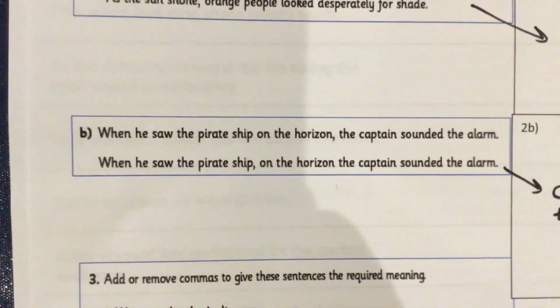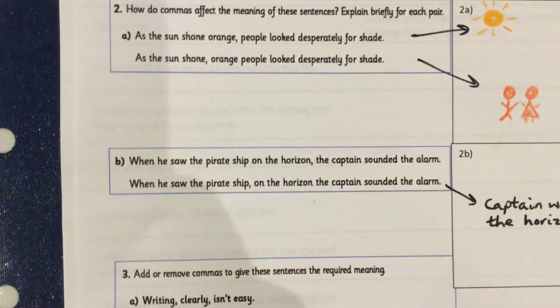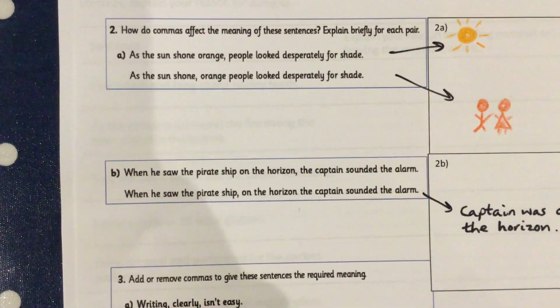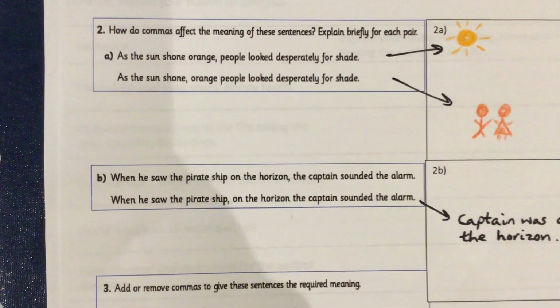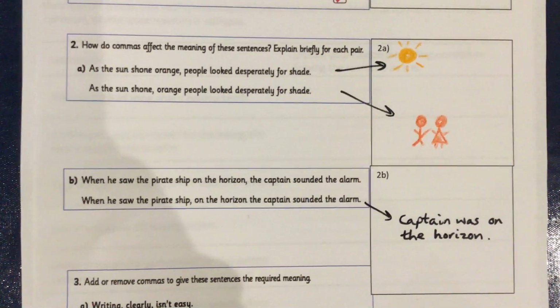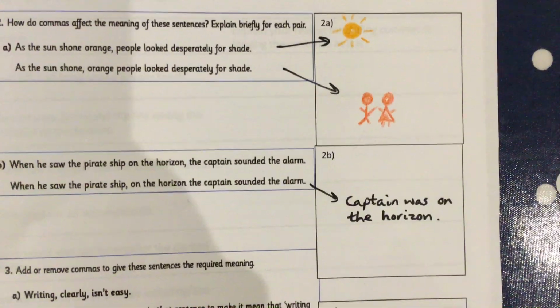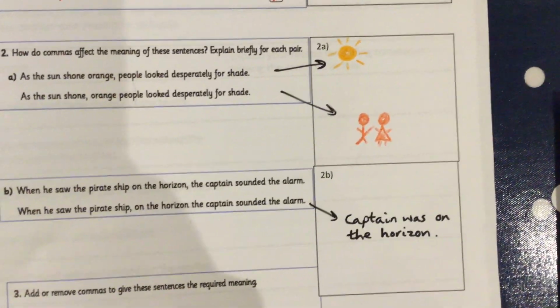Now the second one, when he saw the pirate ship on the horizon, comma, again subordinate clause, the captain sounded the alarm. So in the first sentence, the pirate ship is on the horizon. However, in the second sentence, when he saw the pirate ship on the horizon, the captain sounded the alarm. The captain was on the horizon, not the pirate ship. So it changes the position there.